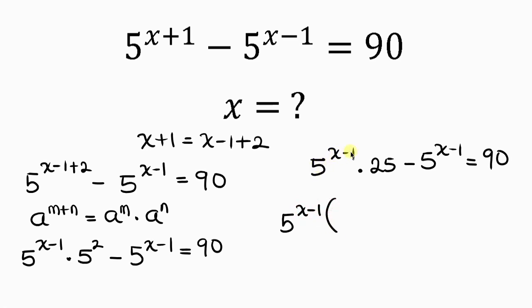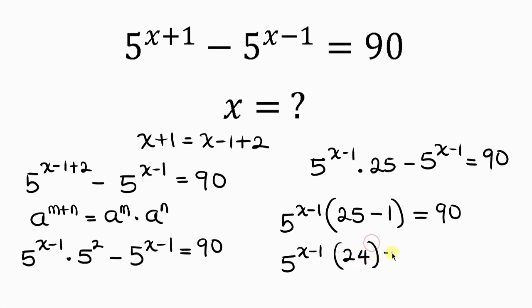Open bracket: 5 to the x minus 1 times 25 divided by 5 to the x minus 1, we have 25, minus 5 to the x minus 1 divided by 5 to the x minus 1 is 1. And this is equal to 90. So this simplifies into 5 to the x minus 1 times 25 minus 1, which is 24. Very good. And this is equal to 90.